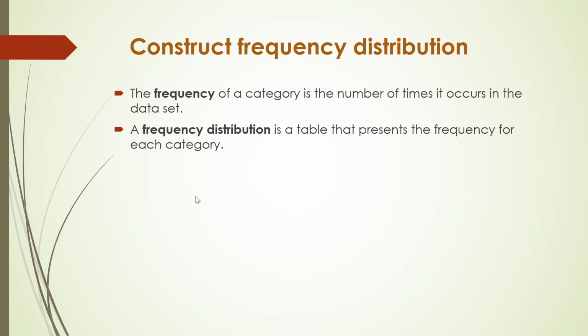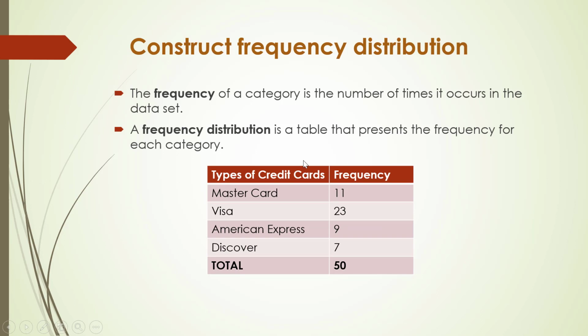The frequency distribution is a table that presents the frequency for its categories. Here, this is a frequency distribution table. There are two columns. The first column represents the type of credit card, the name of the categories, and the second column is the frequency of each category. Because MasterCard appears in the data set 11 times, the frequency of MasterCard is 11. Visa occurs 23 times in the data set, so the frequency of Visa is 23. And similarly for American Express and Discover. And the total frequency is 50 because the data set contains 50 customer credit cards.